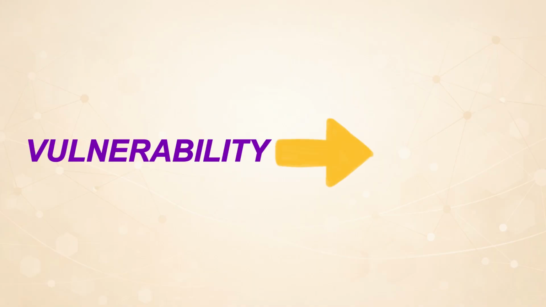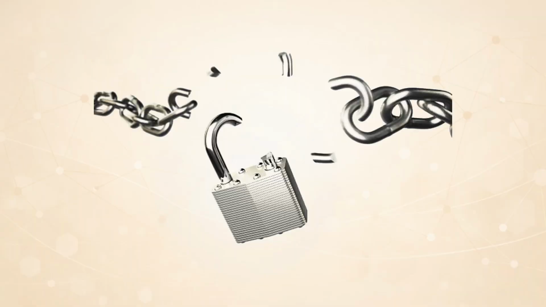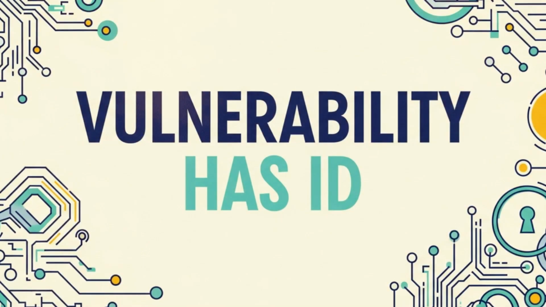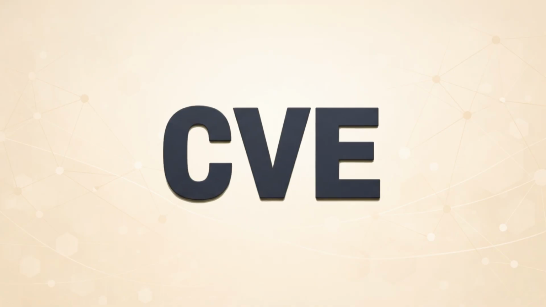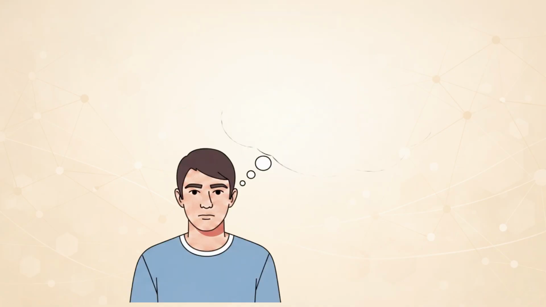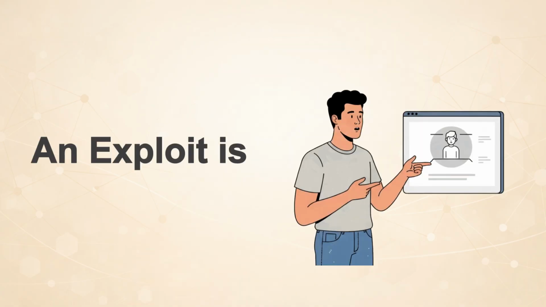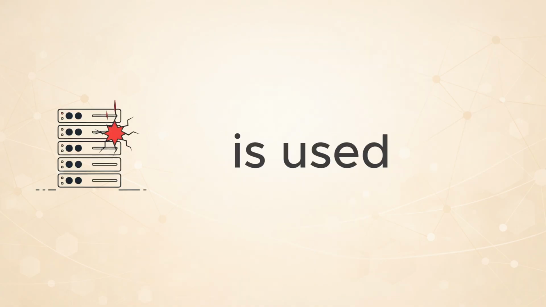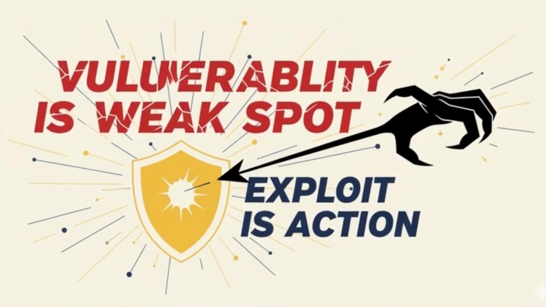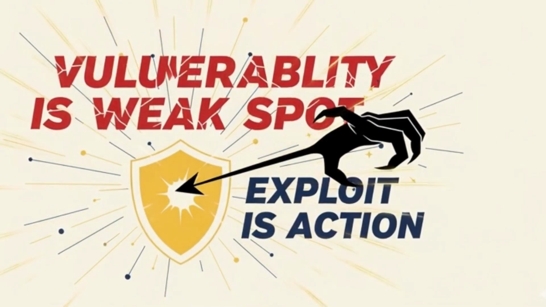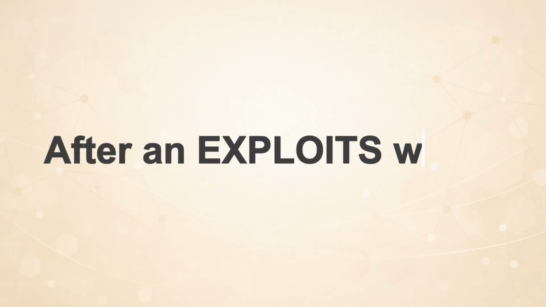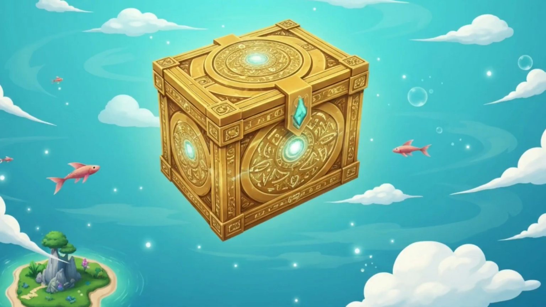Now the most important word, vulnerability. A vulnerability is a weakness, a cracked window, a broken lock. Each vulnerability gets an ID called a CVE. Think of CVEs as official names for mistakes. An exploit is how the vulnerability is used. Vulnerability is the weak spot. Exploit is the action.